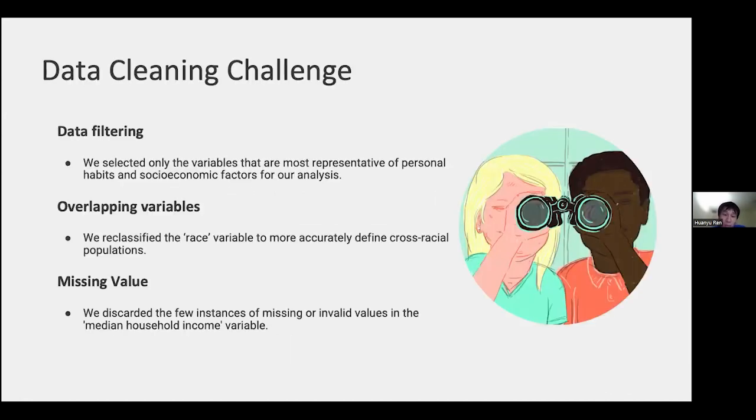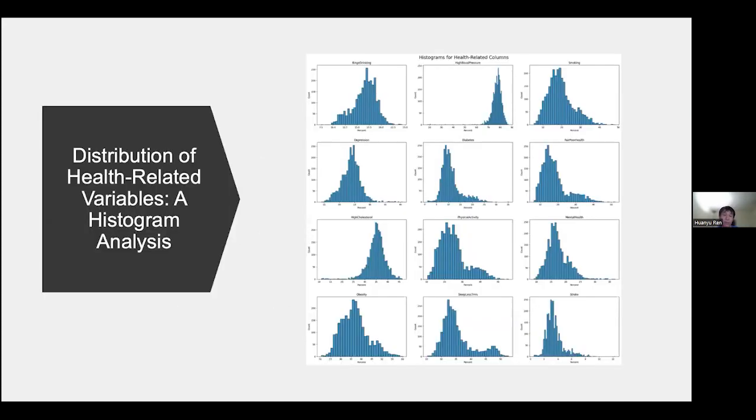So our second part is an overview of the data. The first is the data cleaning challenge. The data set contains too many variables, some with missing values. In addressing obesity, we selectively focused on key variables. The second method is that the race variable was reclassified for a more accurate cross-racial analysis. The third method is that instances of missing data in household income were dropped to ensure the integrity of our analysis.